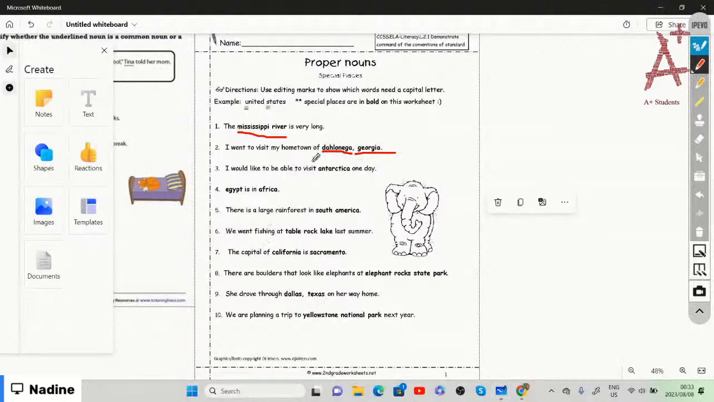I would like to be able to visit Antarctica, right? Capital letter. Egypt is in Africa, right? Capital letter for E for Egypt, A for Africa. There is a large rainforest in South America, right? So large rainforest in South America, which means that South America needs to be capitalized. South America.